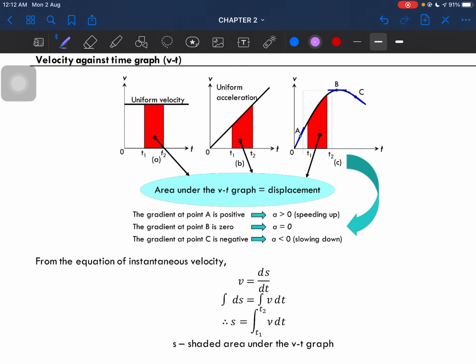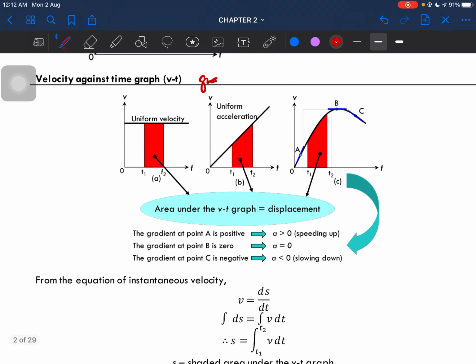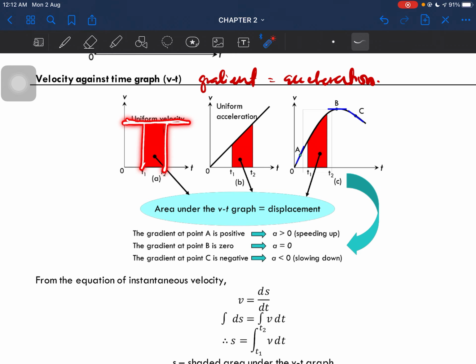So this one, the gradient is telling us about the acceleration. Okay, acceleration. So let's look at A. If we have a graph that shows a straight line during a time period like this, it means that the velocity is uniform. So what does a uniform velocity mean? It means that the acceleration is equal to 0. Okay, acceleration equal to 0.